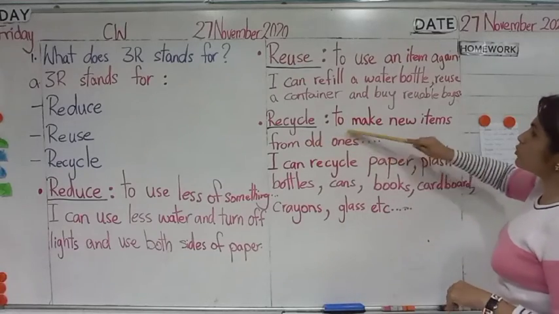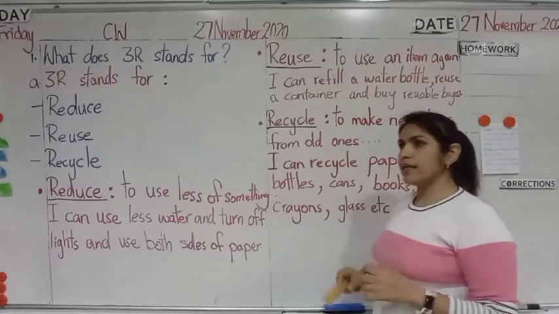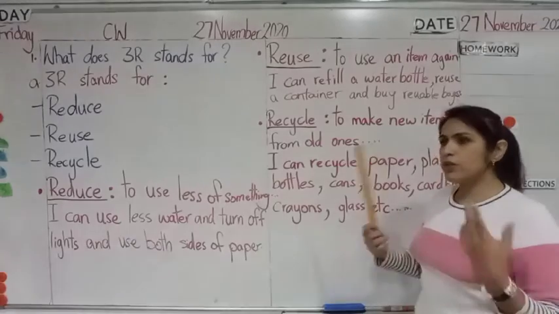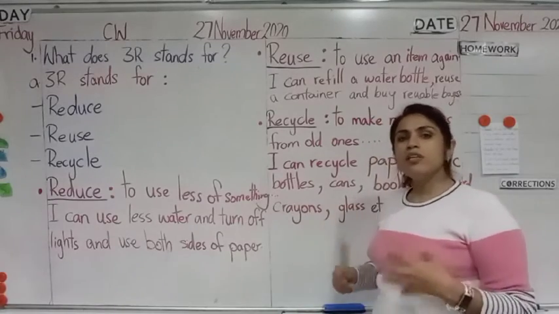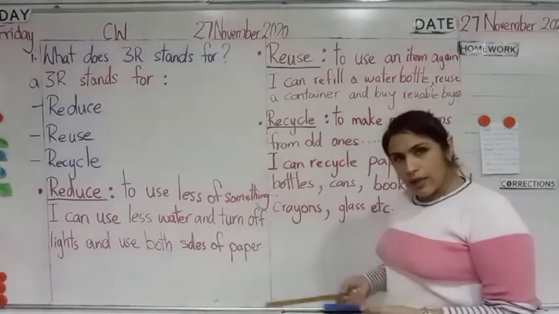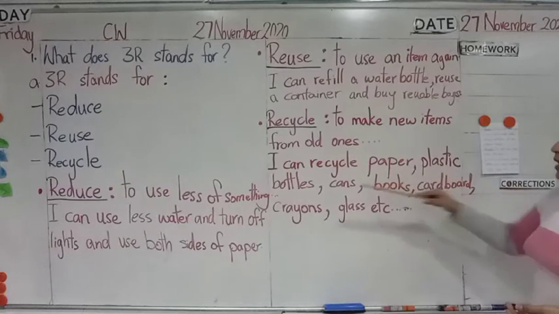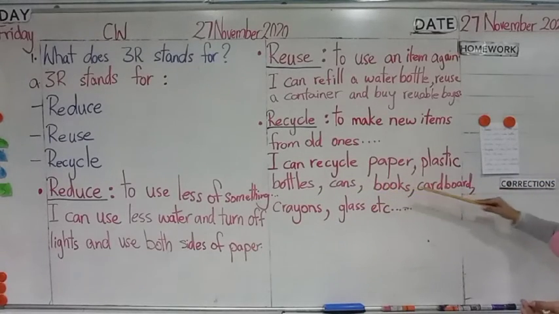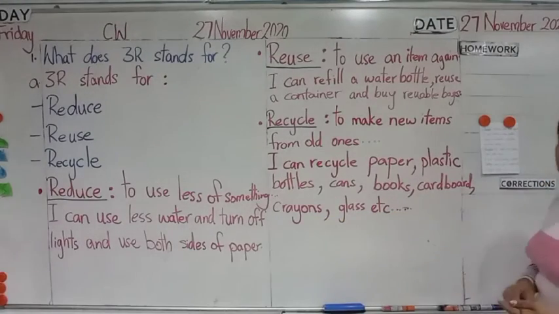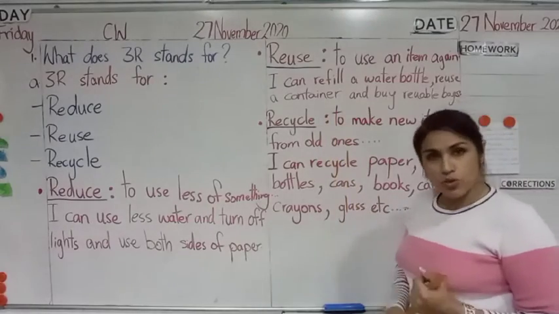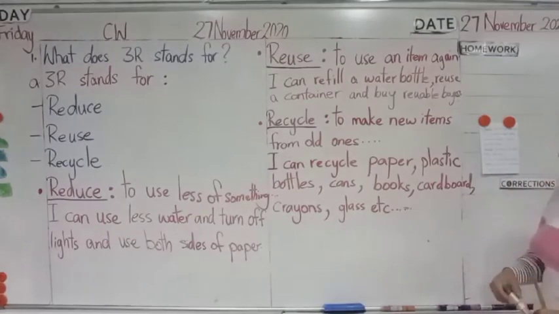Next, recycle. To make new items from old ones. You can recycle clothes, paper and bottles. These things can be reheated, melted, and turned into different items, even clothes. So I can recycle paper, plastic, bottles, cans, books, cardboard, crayons, glass, and etc. There are many more things which can be recycled. You should know how to recycle them. There are bins which have a recycling symbol on them.